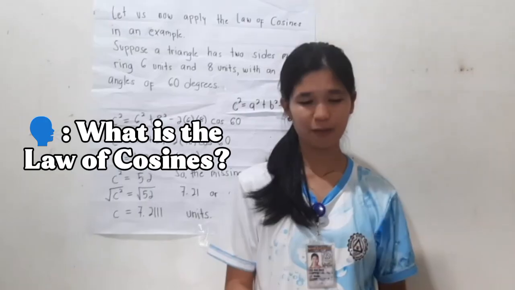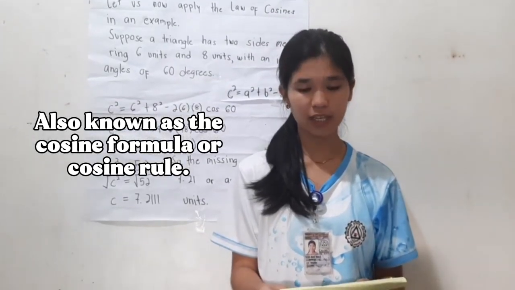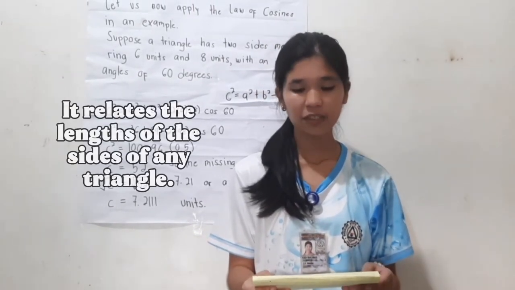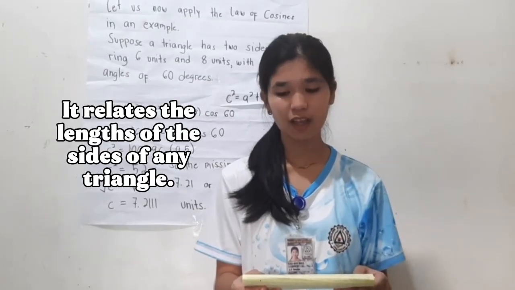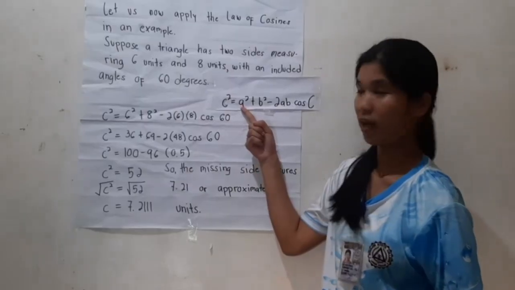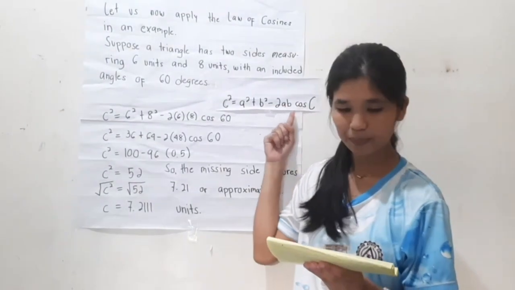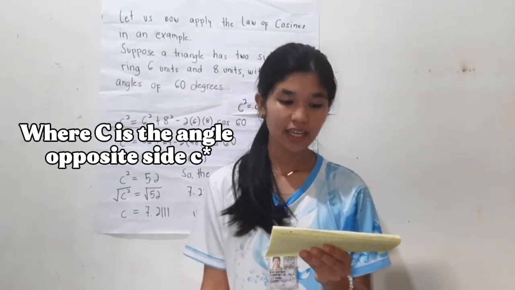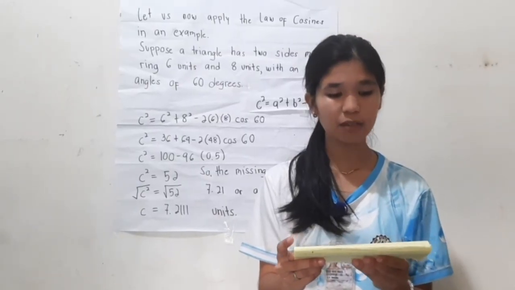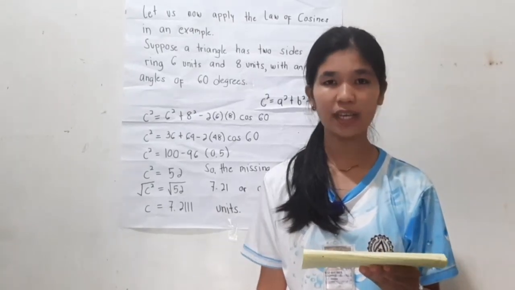So what is the law of cosines? The law of cosines is also known as the cosine formula or cosine rule. It is a generalization of the Pythagorean theorem. It relates the lengths of the sides of any triangle. C squared is equal to a squared plus b squared minus 2ab cosine C, where C is the angle opposite side c. This formula allows us to find the missing side or angle in dealing with an oblique triangle.